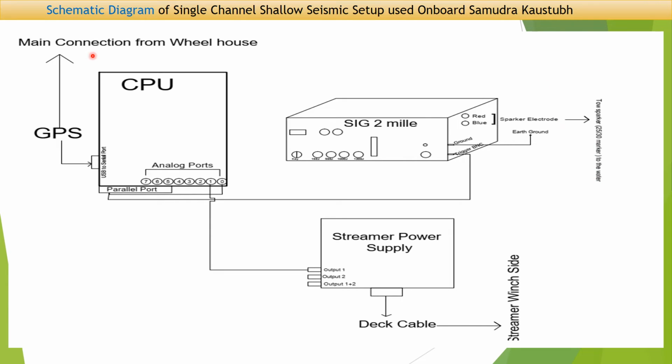And there is a common GPS system which is connected to all, taking input and giving us the navigation data. The main connection of the GPS is coming from the wheelhouse of the ship. So this is how our total system of the shallow seismic instrument works.